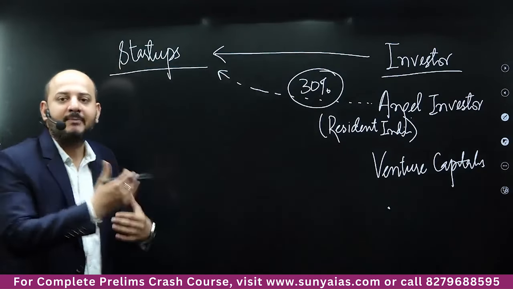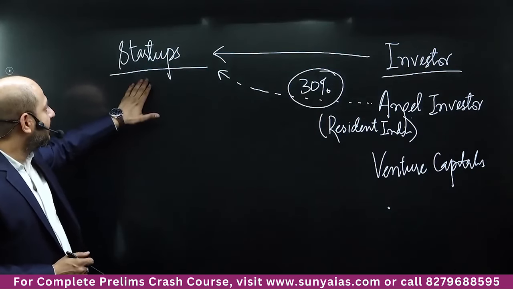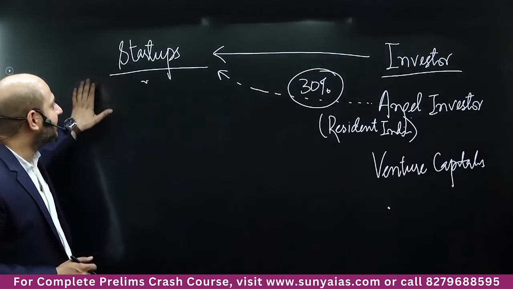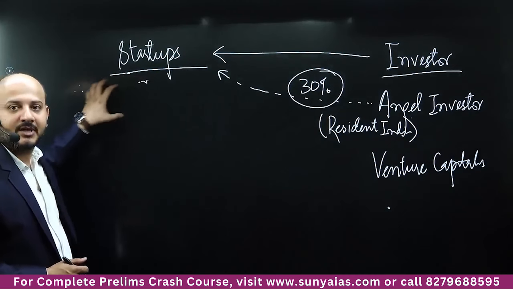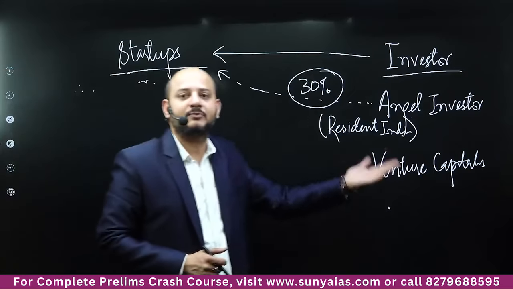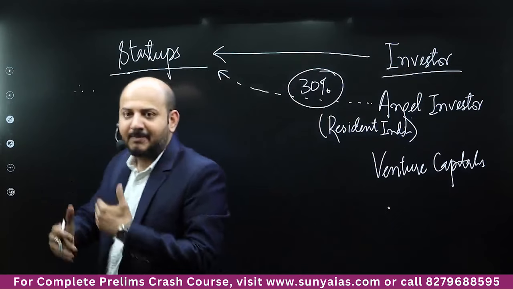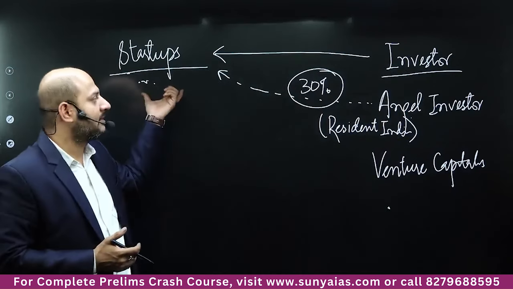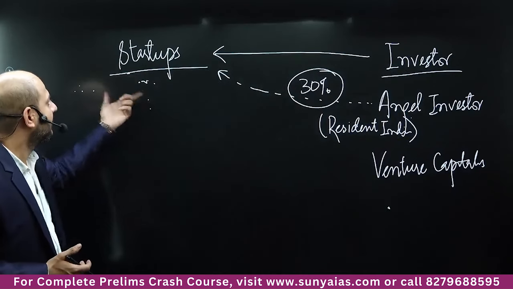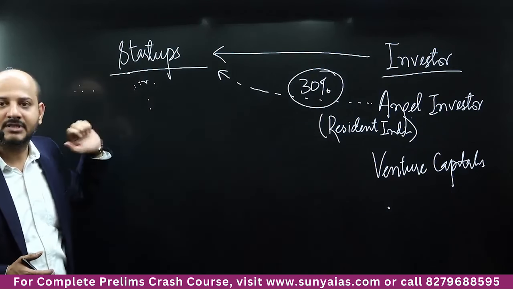Students, what was happening previously was that these startups were opening their own shell companies and basically buying these shares from the startups, taking certain equities, and then they were declaring that the startup could not work. Hence, it was a method to convert black money to white money. There was a problem in it. So therefore, an angel tax of 30% was introduced.